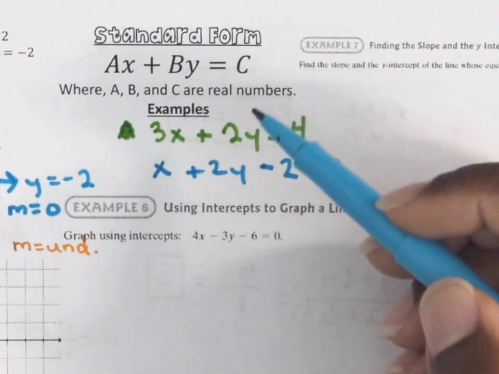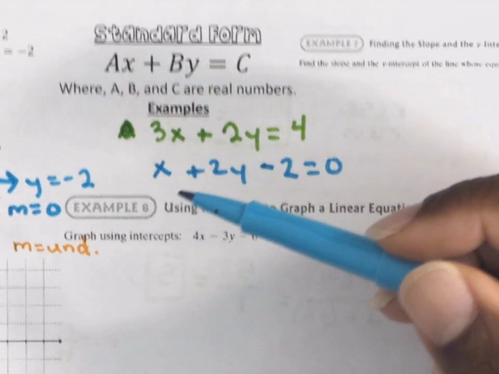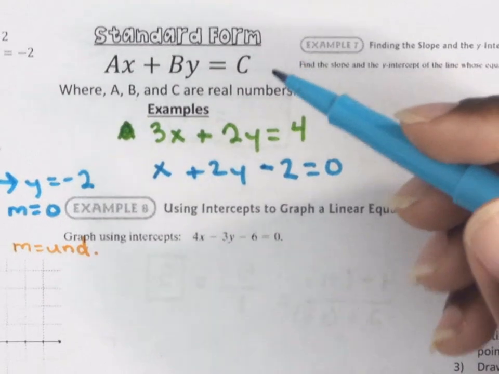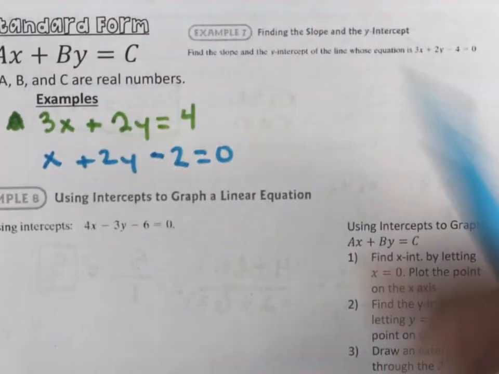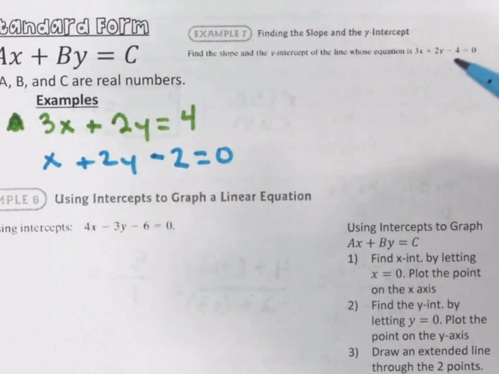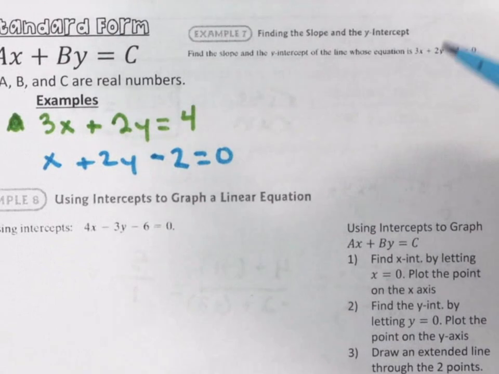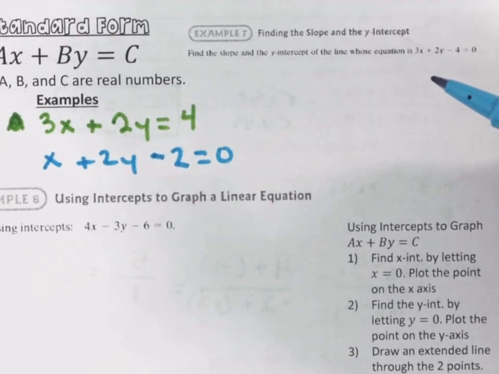Sometimes when it's like this, it's easier to graph just using the intercepts. And we'll do that to finish up the graphing. But this is standard form. When you see standard form, this is what it's talking about. So we got standard form over here. We want to find the slope and the y-intercept. Can I look at this and see the slope right now? Not yet, because it's not in the right form. What form do we want this to be in to be able to see the slope and the y-intercept?